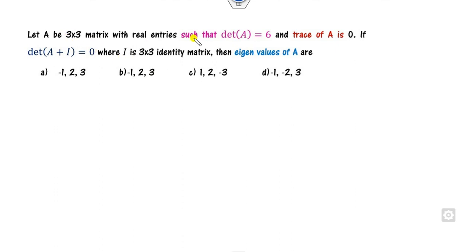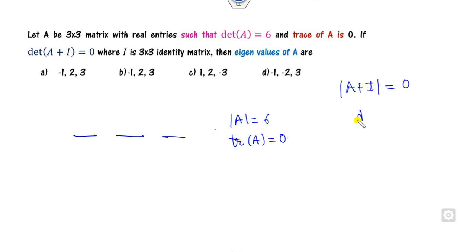Okay, so 3 cross 3. There are 3 eigenvalues. Determinant of them will be 6. Trace will be 0. Fine. Determinant of A plus I is 0. So what is the meaning of that? Eigenvalue is minus 1. Why? Because if you compare them, what is the meaning of that? Lambda is minus 1. So one of the eigenvalues is minus 1. So this option is cancelled out.